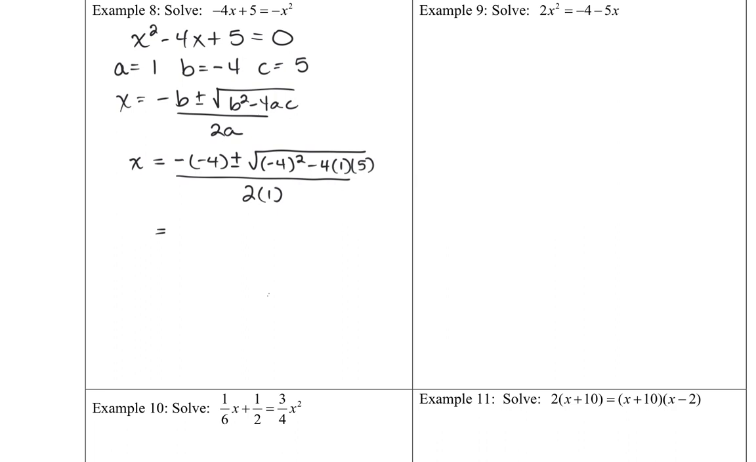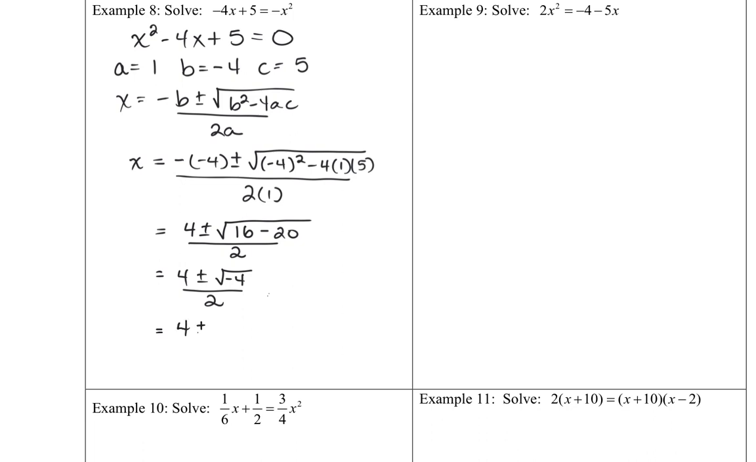The opposite of negative 4 is actually just 4, plus or minus the square root. Negative 4 times negative 4 is 16, minus 4 times 1 times 5 is 20, all over 2. So 4 plus or minus the square root of negative 4 over 2. And we can see that we're going to end up with imaginary solutions, right? Because we have the square root of negative 4. Anytime I see a square root with a negative in it, I know that's going to be i, right?